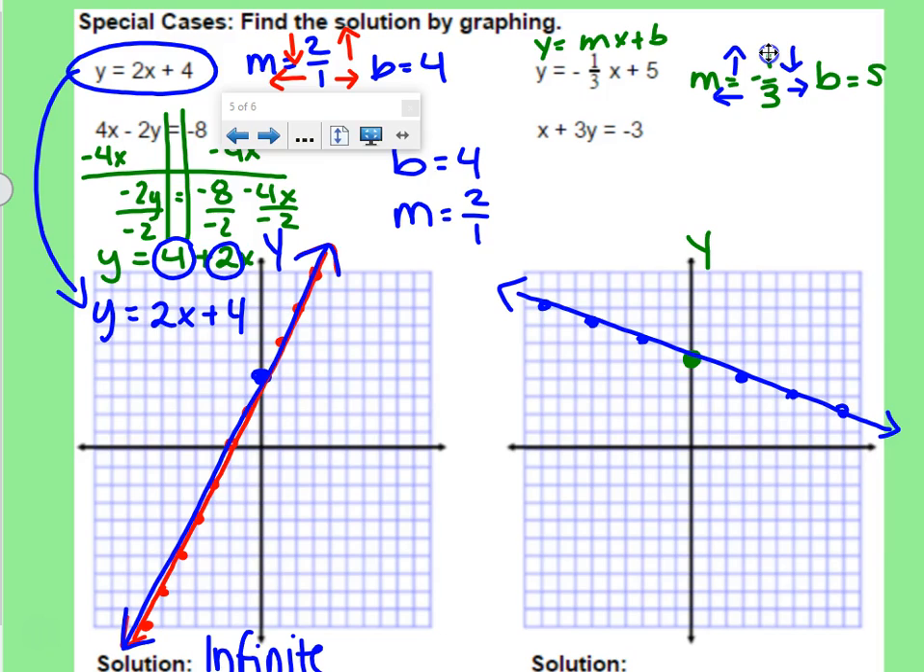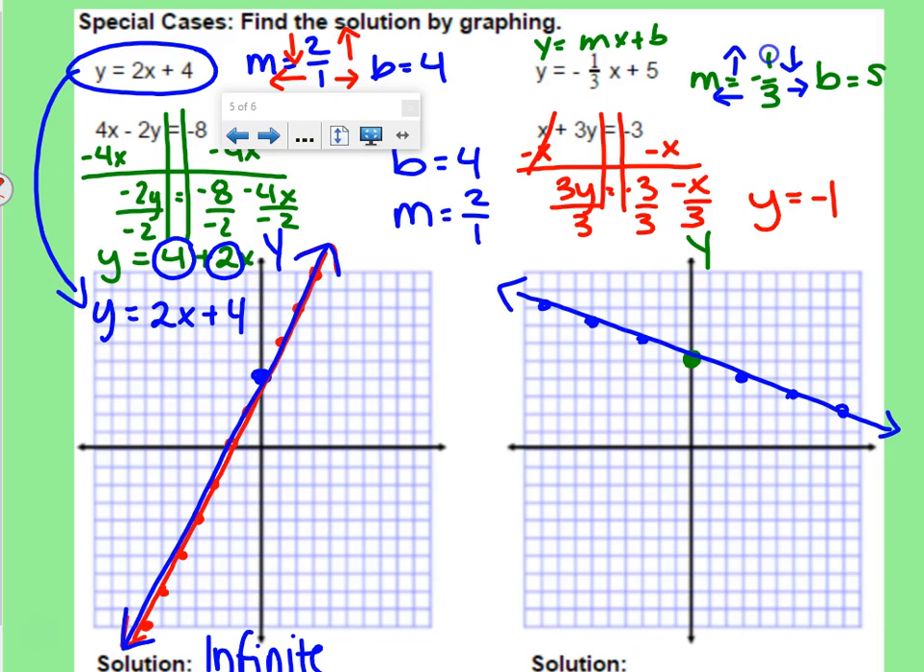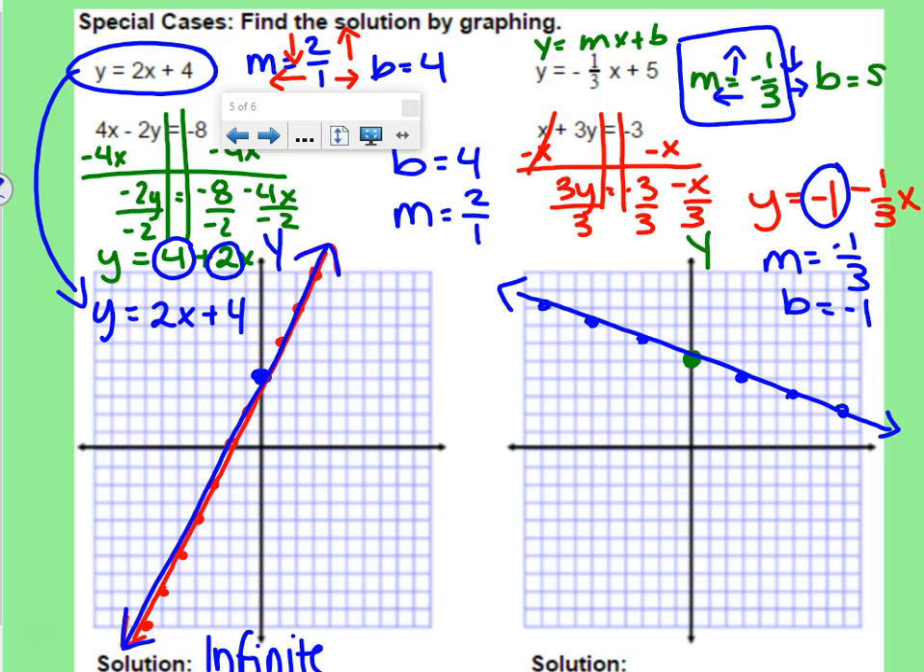Second equation, we need to do some changing around. Minus x on both sides. 3y equals negative 3 minus x. Divide by 3 on both sides. We get y equals negative 3 divided by 3 is negative 1. Negative x divided by 3 is negative 1 over 3x. M is the number next to x, which is negative 1 over 3. B is the number by itself, negative 1. If you notice, our m's are the same. That means we have parallel lines.